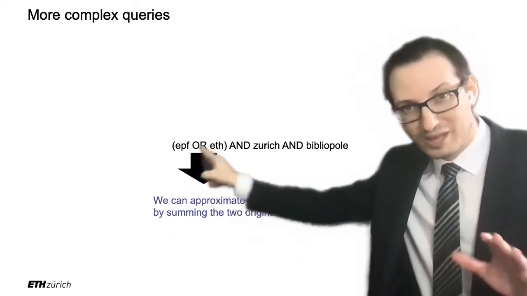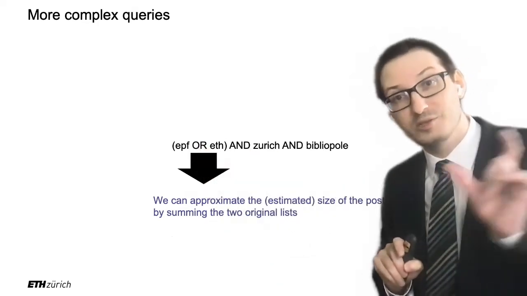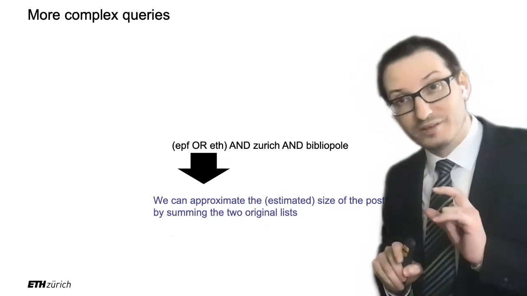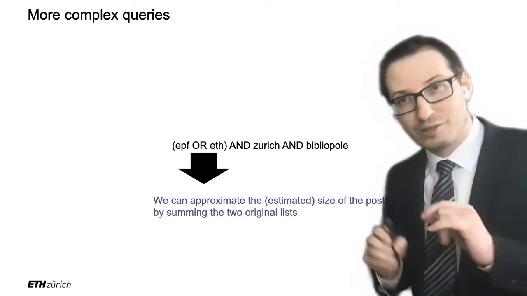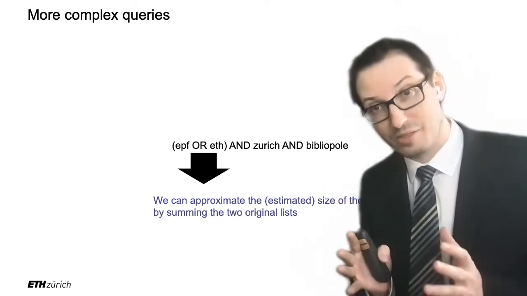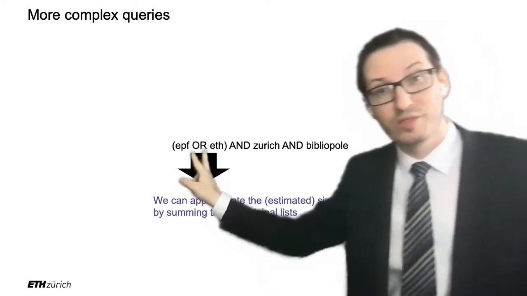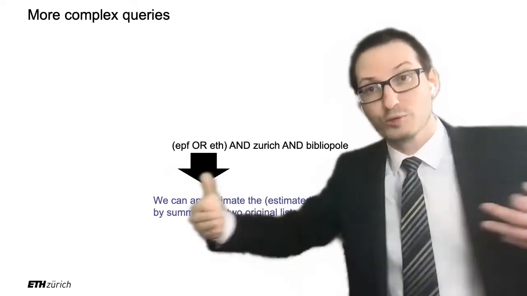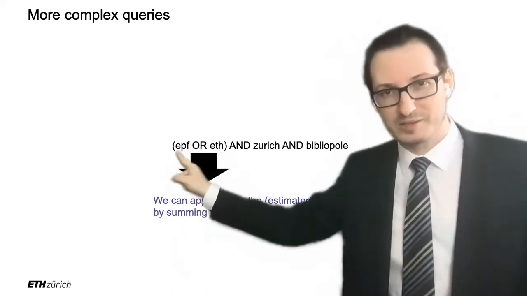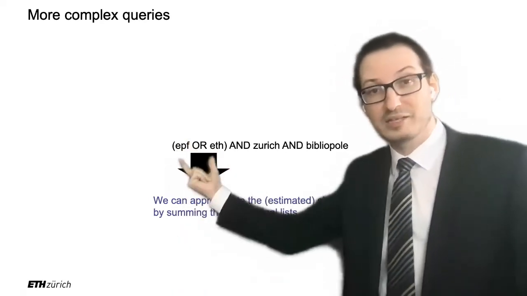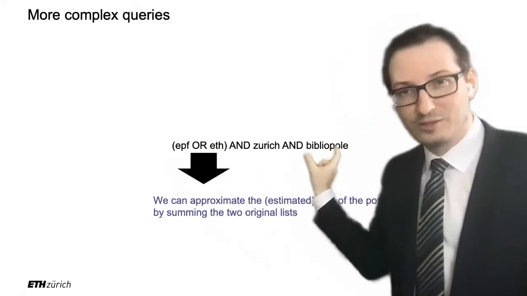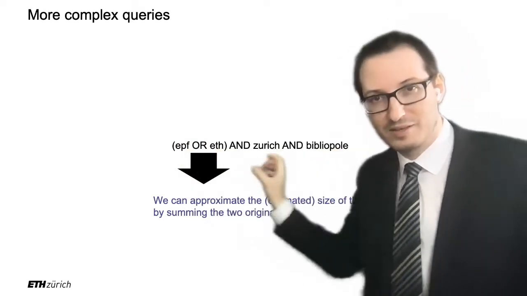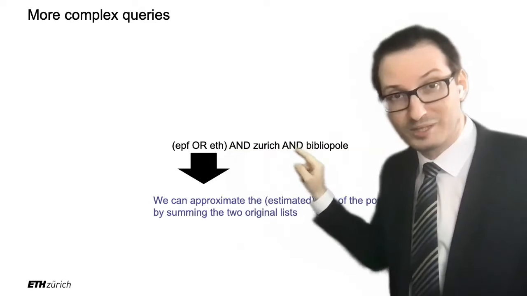So here we have an OR. And OR is the union. For the union, we can approximate the length with the sum. It's actually an upper bound, right? The size of the union is going to be at most the sum of the sizes. So we can just sum. That gives us an approximation. And then you can compute between this, this, and this, so the ones that are separated by AND.